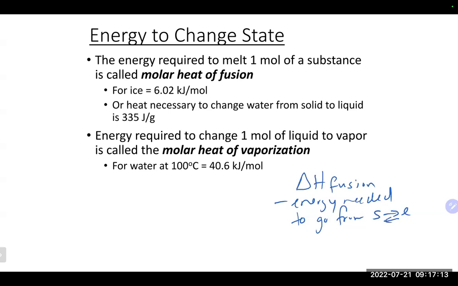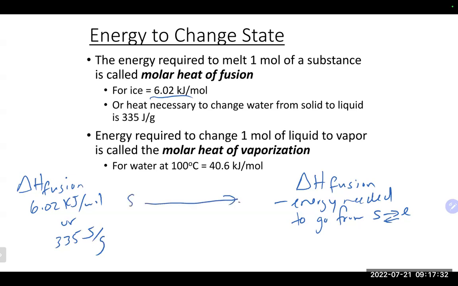Again, it happens at a specific temperature. The number we see up here is actually for water. So delta H of fusion for water is 6.02 kilojoules per mole, or approximately 335 joules per gram. And it's the same idea as we would go from solid to liquid here. This would be positive 335 joules per gram. And if we go from liquid back to solid, it would be negative 335 joules per gram.